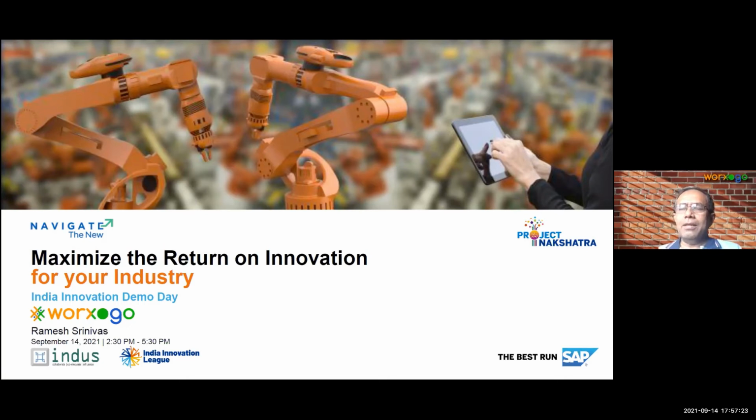We've seen startups talking about data and analytics, then supply chain, manufacturing. I'll talk about revenue and sales. So these are all different domains, different aspects of an organization. But our startup, worxogo, focuses on how to increase revenue. And the way we do that is by asking, how do we make your salespeople superstars?